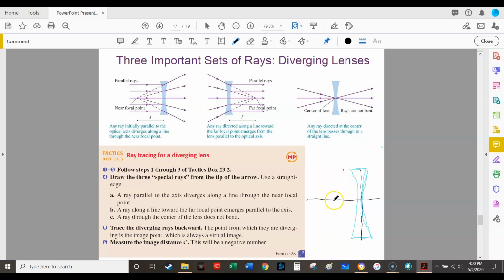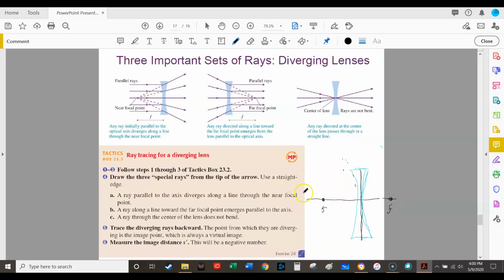Anyways, you're also supposed to indicate the focal point. Again, the focal point occurs at half the radius, so if this is a circle, the radius would be way out here, so I'm assuming the focal point will be right here. And there will be a focal point over here, the same distance, if it's the same curvature, right?